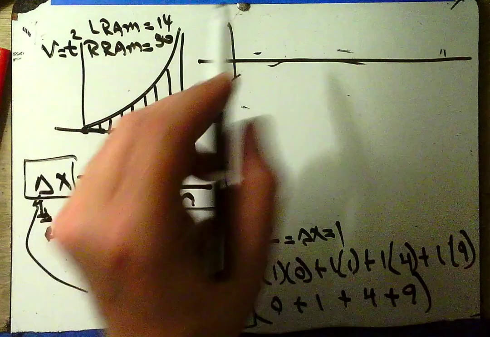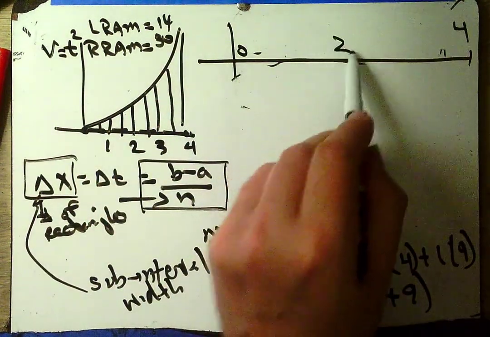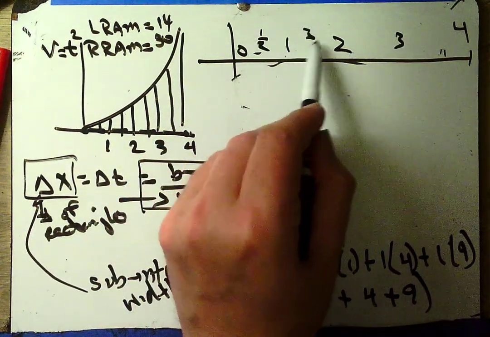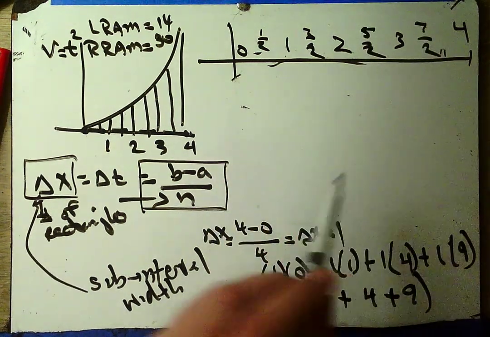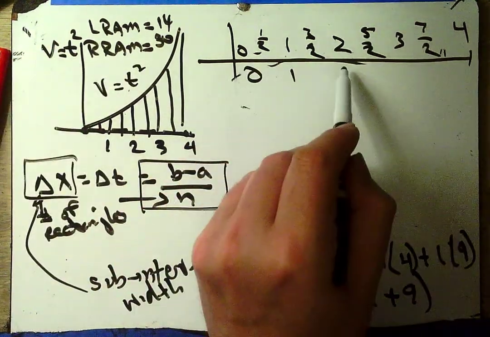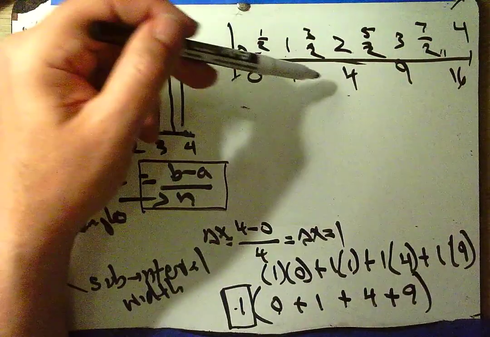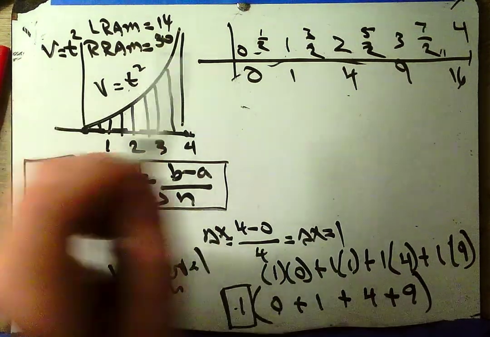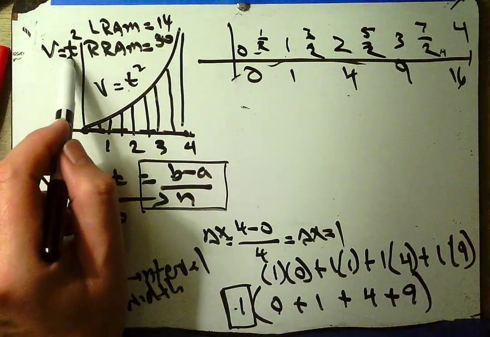So with 8 rectangles, I've got 0 and 4 still. This is 2, and there's 1, and there's 3. But now I want a 1/2, and a 3/2, and a 5/2, and 7/2. Still with the same function, velocity is still t squared. These are still 1, 0, 1, 4, 9, and 16. But now I need these heights as well, right? I need the height here at 1/2. I need the height here at 3/2. And so I'm going to find those by plugging these values into this function, t squared.